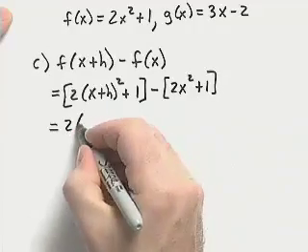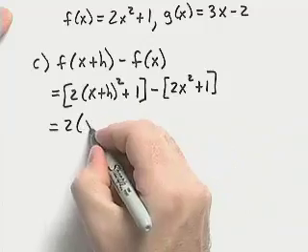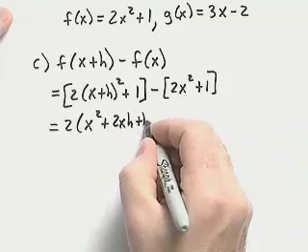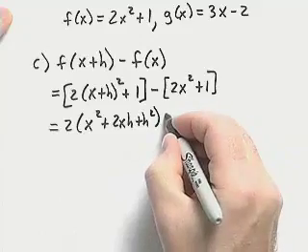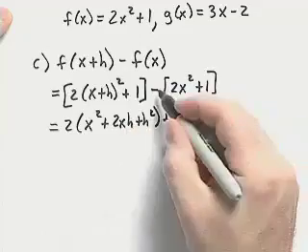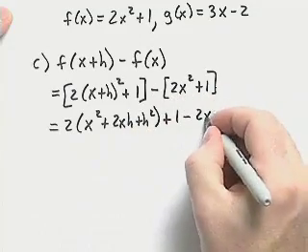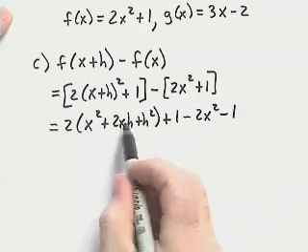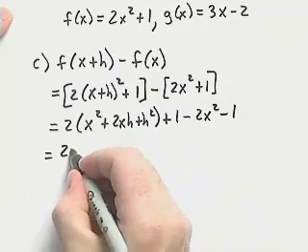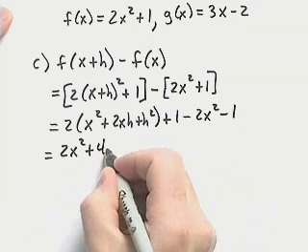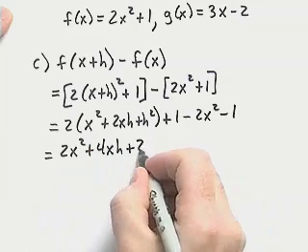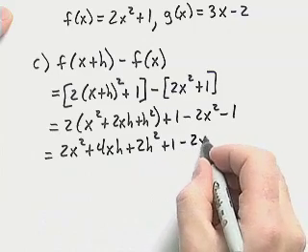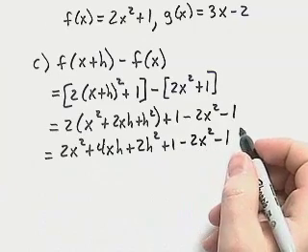So here we'll get 2, and if we expand (x + h)², we'll get x² + 2xh + h². And we have plus 1. We're going to subtract 2x², and then subtract 1. We're going to distribute our 2 next. So we'll have 2x² + 4xh + 2h², and plus the 1, minus 2x² minus 1.